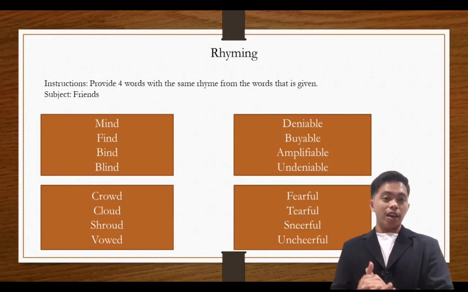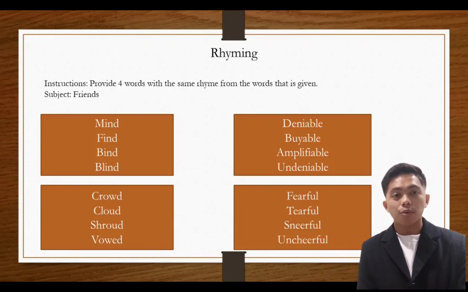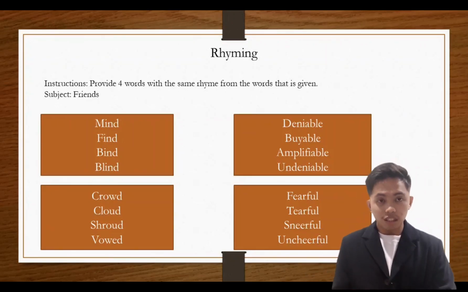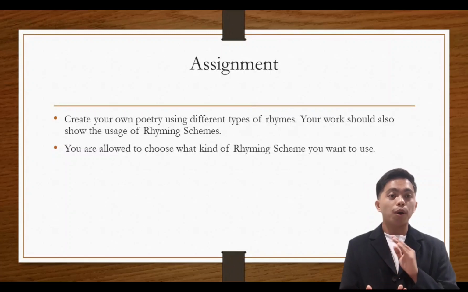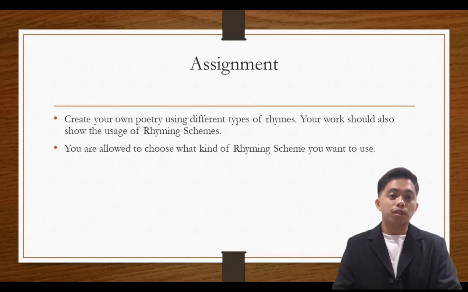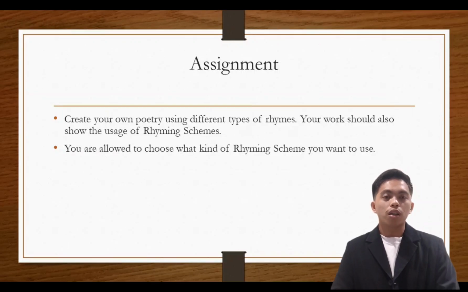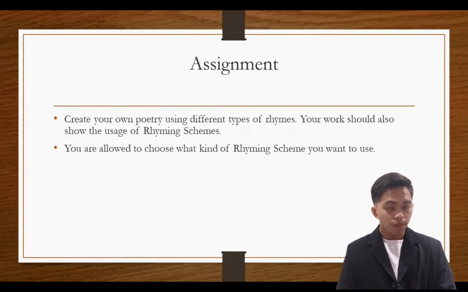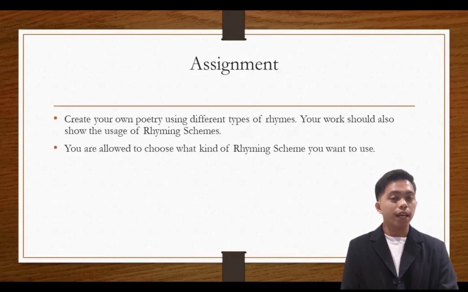I have an announcement. I will still give you an assignment. It is not that hard, it is very easy. I just want you to create a poem. Your work should show the usage of different kinds of rhyming scheme and different types of rhyme. The deadline will be next week, so you will have lots of time to do it. Good luck and do your best.